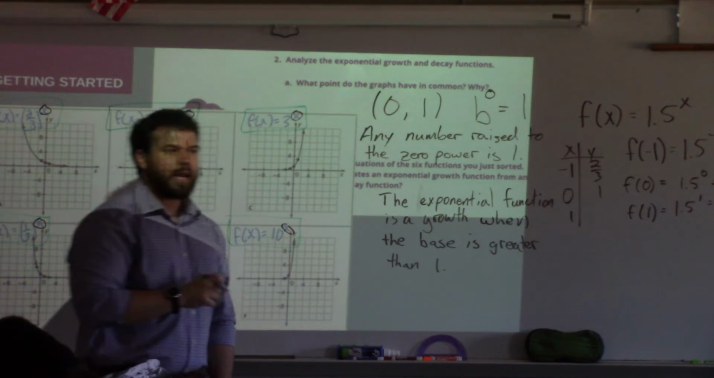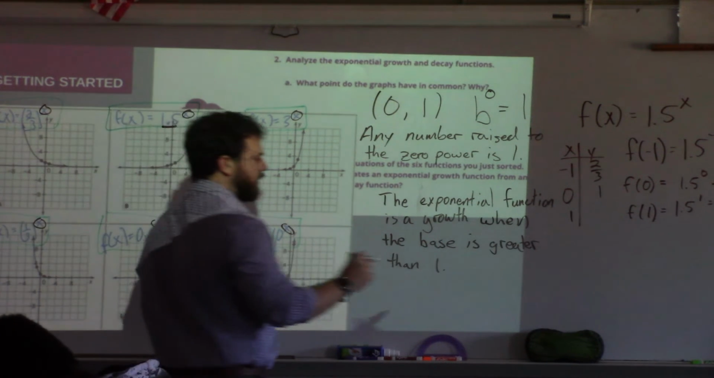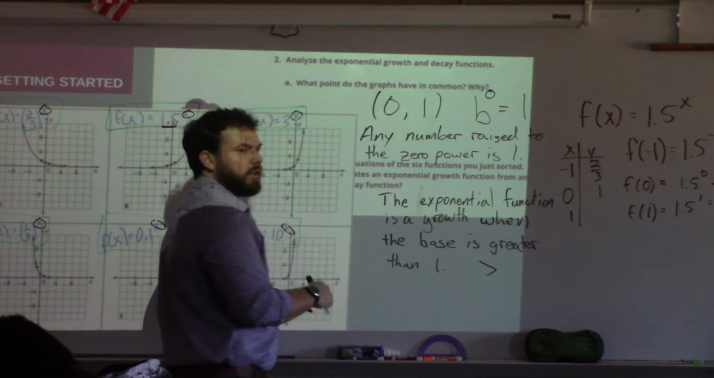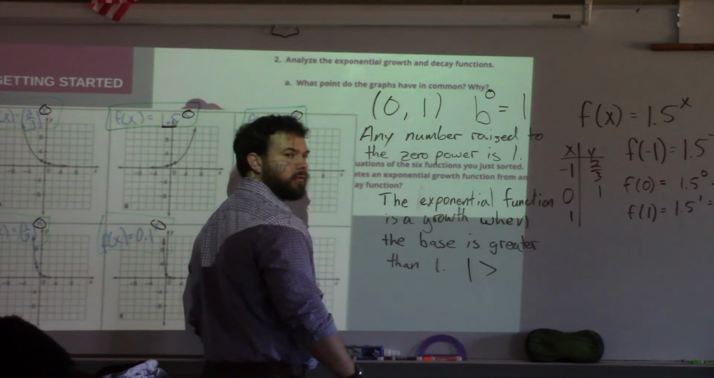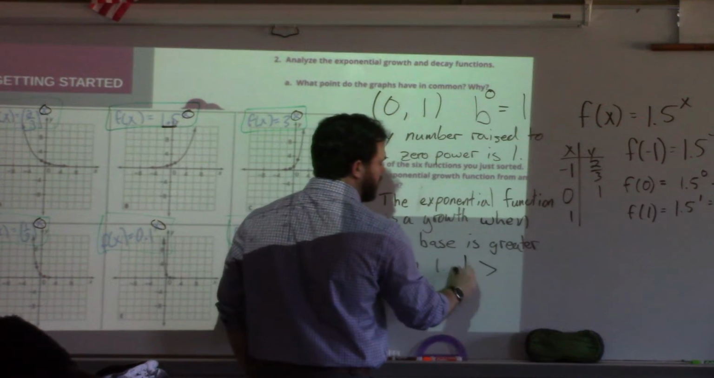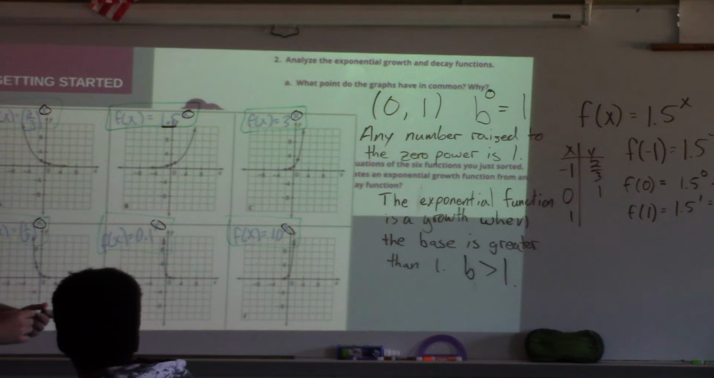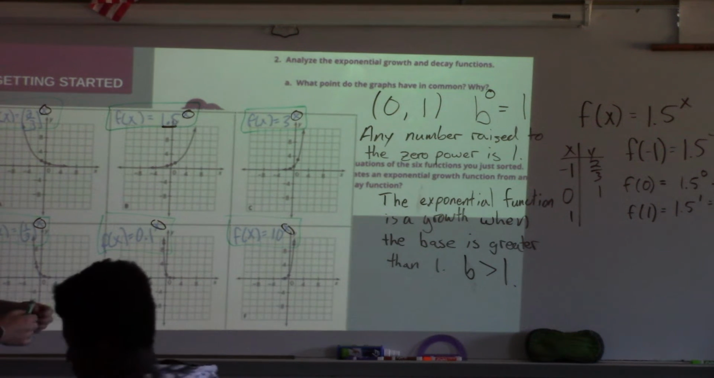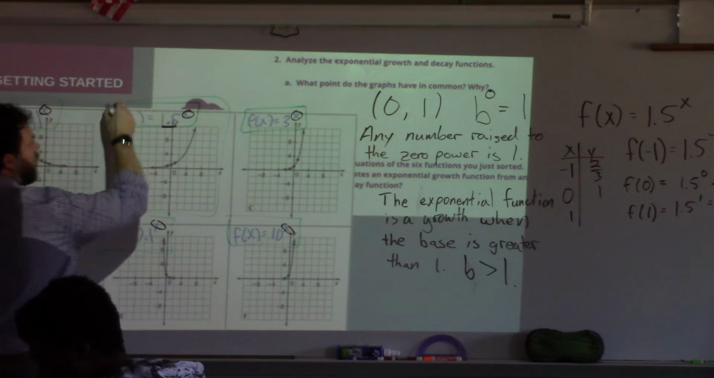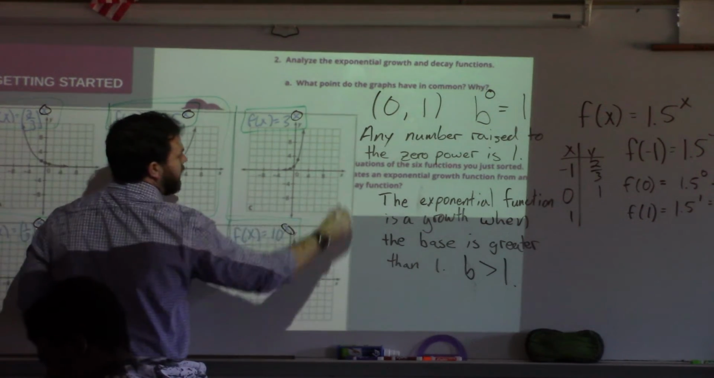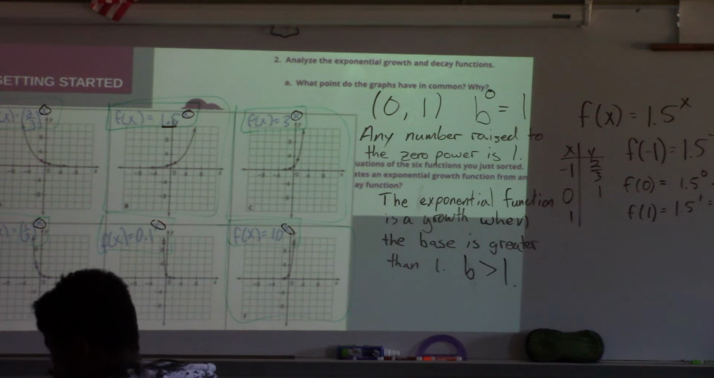How could I mathematically represent the idea that the base is greater than 1? Okay, but what do I need on the left-hand side? B, the base, is greater than 1. That's algebraically how we would represent the idea that the base is greater than 1. So the exponential function is a growth when the base is greater than 1. Let's check that. Here's a base greater than 1, a base greater than 1, and a base greater than 1. Do all of those graphs and those tables show exponential growth?